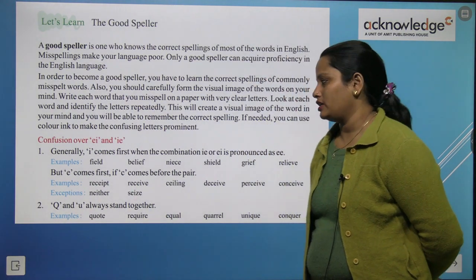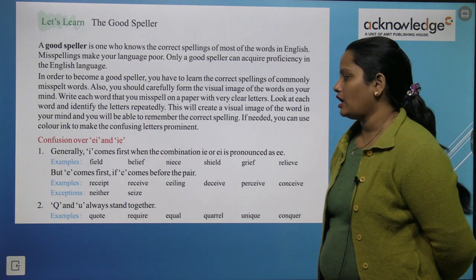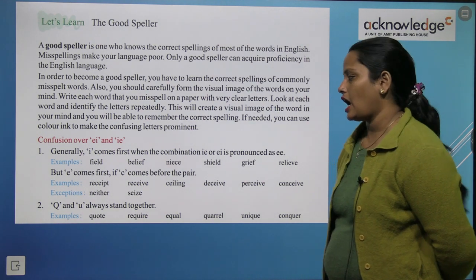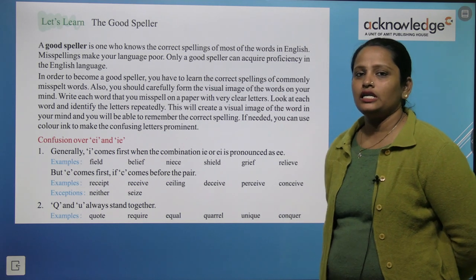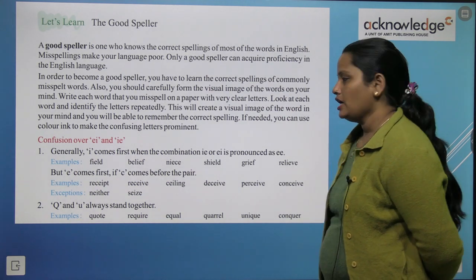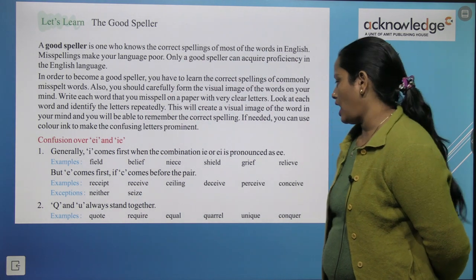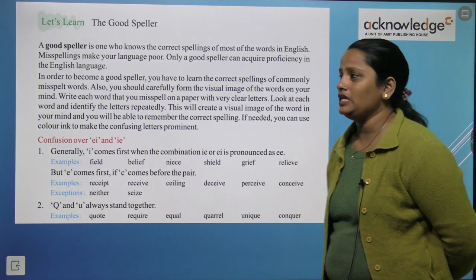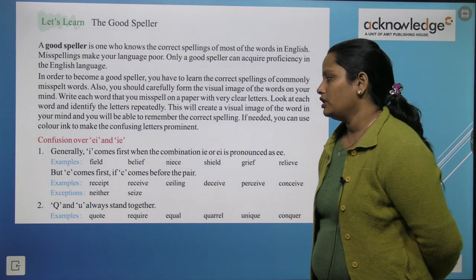So, F-I. Believe, I-E. Niece, I-E, shield, I-E, grieve, I-E, and relieve, I-E. So, in all these examples, we can see I-E is used.